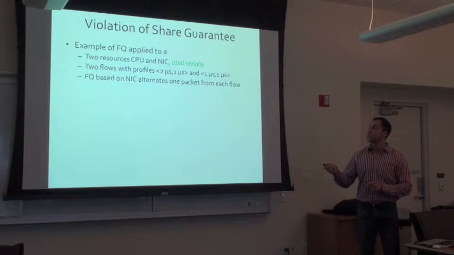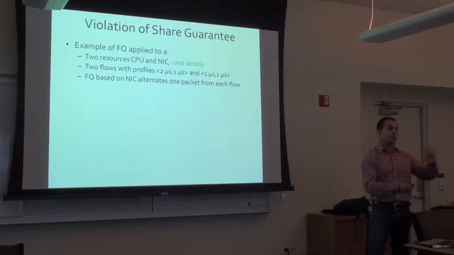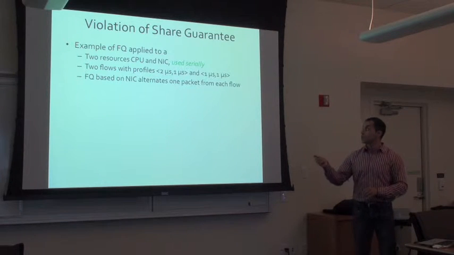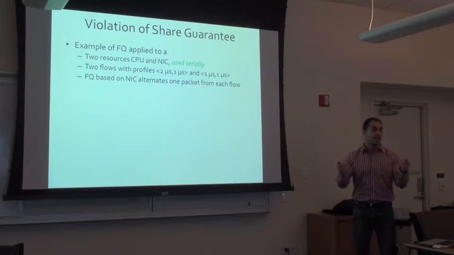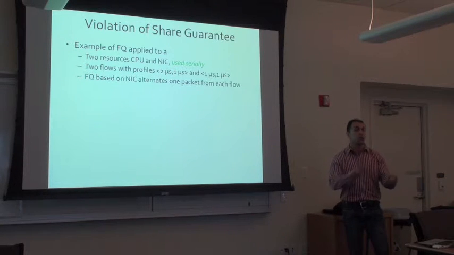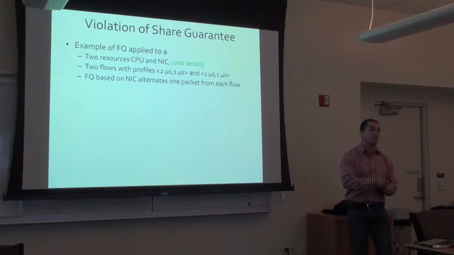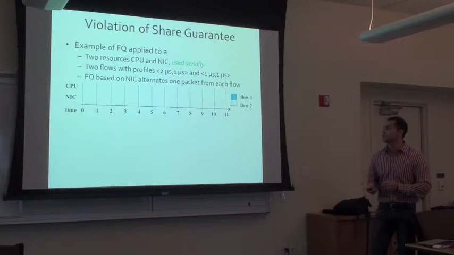And assume that we just want to apply fair queuing, and we're only applying it to the NIC resource. If we're only applying it to the NIC resource and ignoring the CPU, then it's going to say, okay, these flows are using exactly the same amount of this resource. Every packet they have uses the same amount. So we're just going to alternate sending one packet from each of the flows. So let's see what would happen if you would actually start doing that.